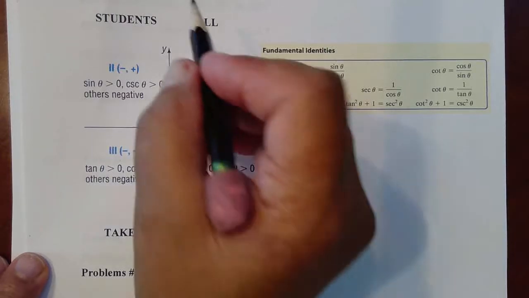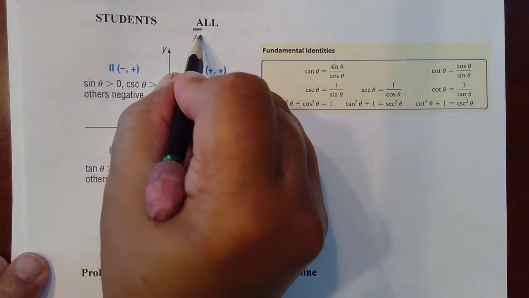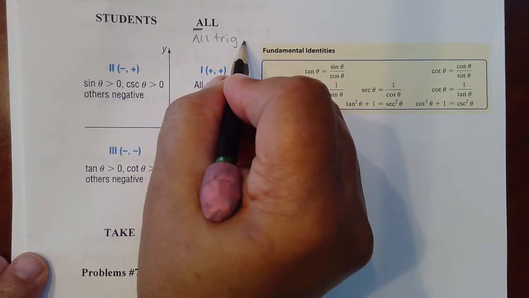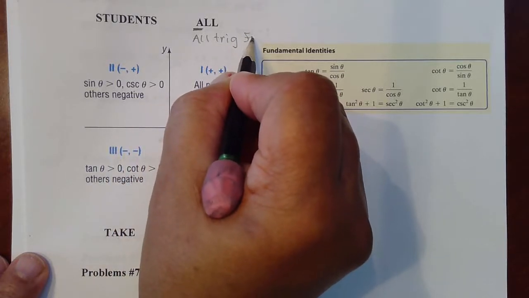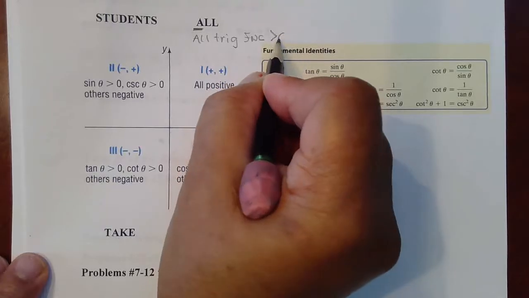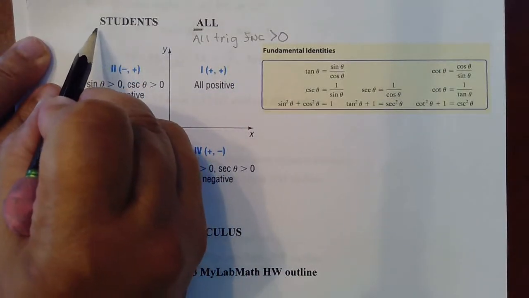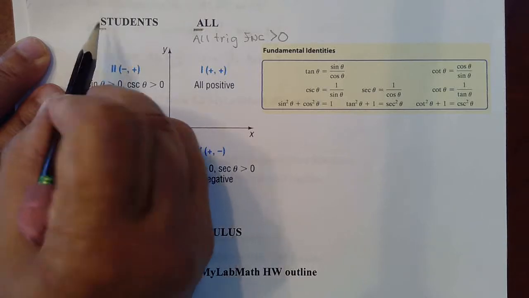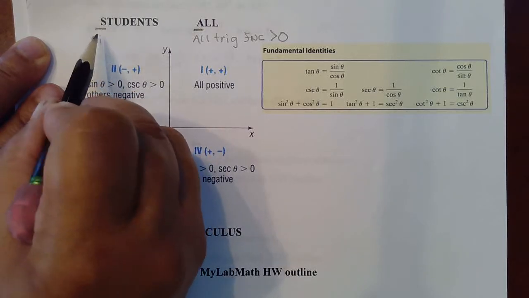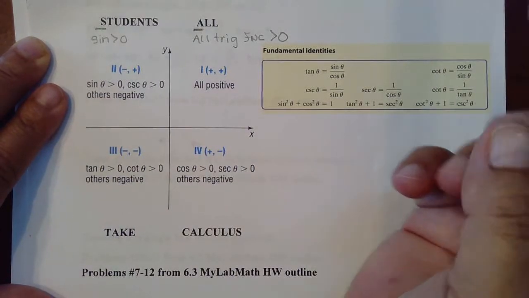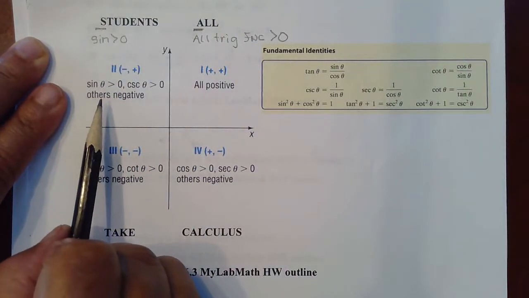Cosine, sine, so all trig functions are positive here. Moving to the next quadrant. See how the word students starts with S? That means the sine value is positive. I guess there's no need for me to write it again. I've already very nicely written it down here.